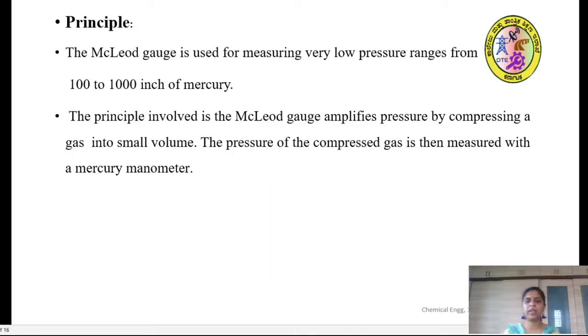So it is, as we have discussed, mainly used for measuring very low pressures, in the range of 100 to 1000 inch of mercury. So what exactly will the McLeod pressure gauge do? It amplifies the pressure by compressing the gas into a small volume.